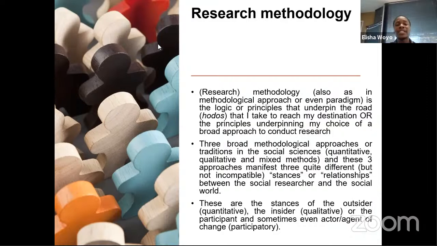Is it qualitative? Is it quantitative? Is it mixed method? Which road are you taking in order to arrive at a destination? So we have quantitative methodology, qualitative methodology, and mixed methodology. And these three approaches manifest three quite different stances or relationships between the social researcher and the social world. If you are doing quantitative research, you are normally thinking in terms of being an outsider, because you don't need to be inside to get information. You can administer the questionnaire from outside. So quantitative research takes an outside stance to understanding the phenomena.